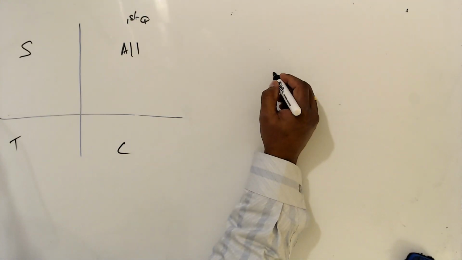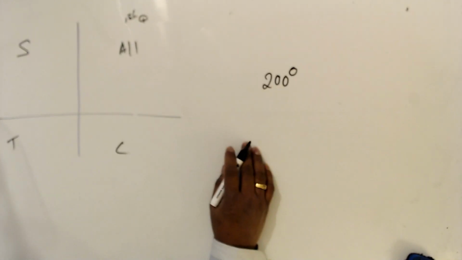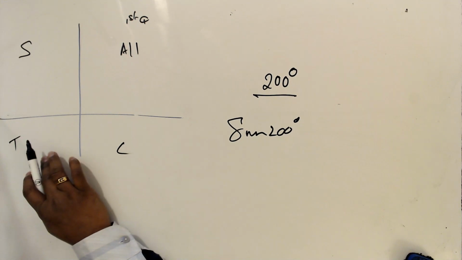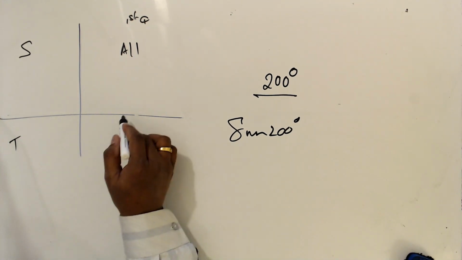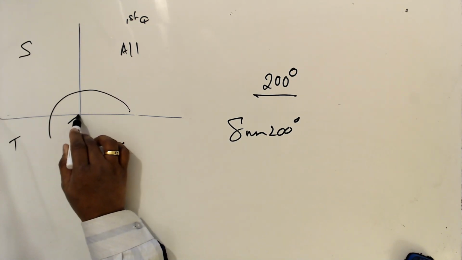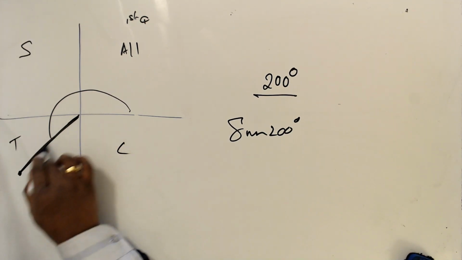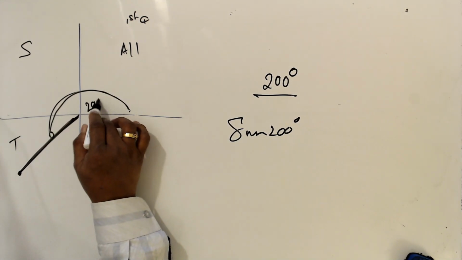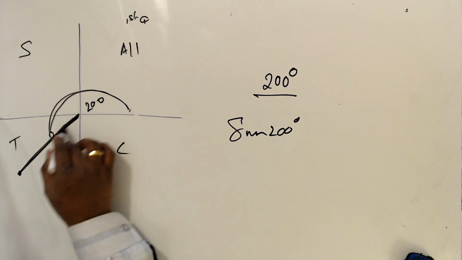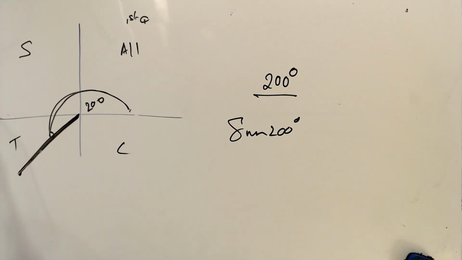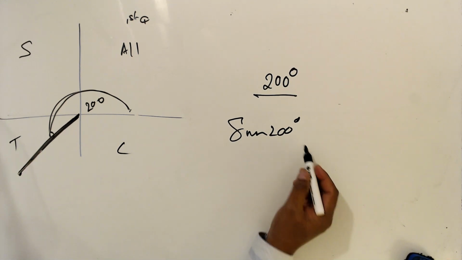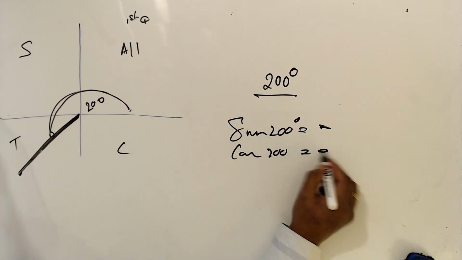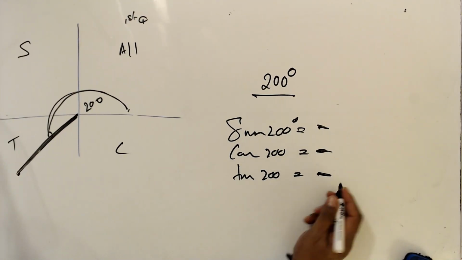If I tell you angle 200, what is sine 200, positive or negative? 200 means it is in the third quadrant. We measure where this hypotenuse, or the radius in terms of circles, lies. So this hypotenuse lies in the third quadrant. Then sine 200 is negative, since only tan is positive there. Cos 200 is negative, only tan is positive. Tan 200 is positive.